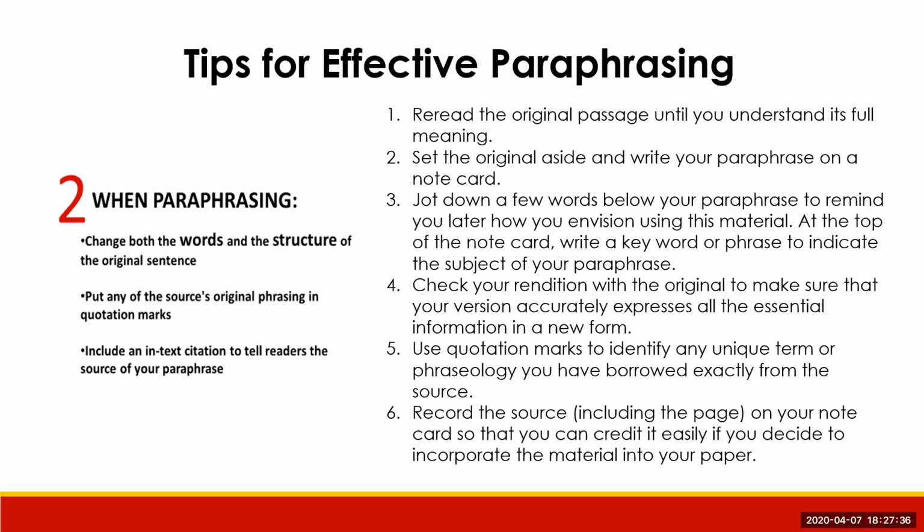And then number 6, record the source, including the page, on your note card so that you can credit it easily if you decide to incorporate the material into your paper. So this is just making sure that you're writing down the actual source material's information. So this is the author, the article title, so that you don't forget where you got the quote. And then if you put down all the information from the source, you can easily put that into your in-text citations and your MLA Works Cited page. So number 6 is just a time-saving technique for you to think about.